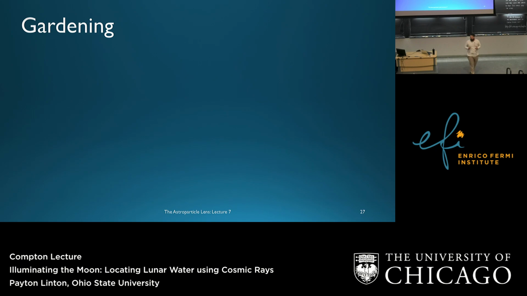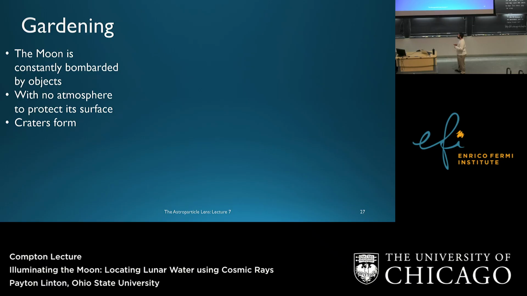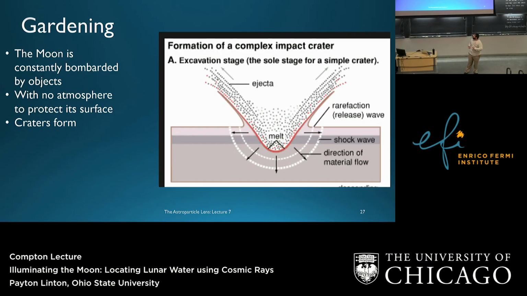But the idea of gardening is exactly what it sounds like. The moon is being bombarded by objects, and during that process, it mixes the material together, right? Because it has no atmosphere to protect it from meteors, and on Earth these meteors burn up before they hit the surface, it's very rare for craters to form. On the moon, it happens all the time. And so the material is always being pulverized, destroyed, thrown up into the air, right?